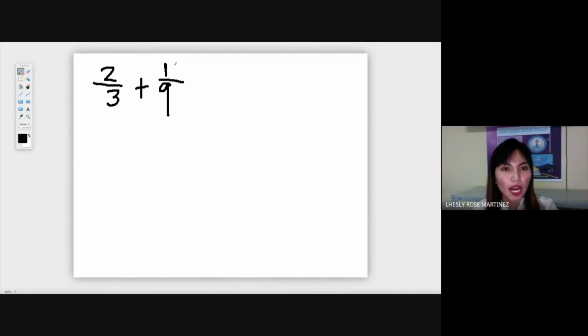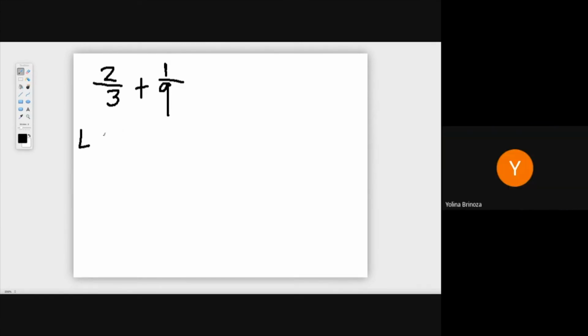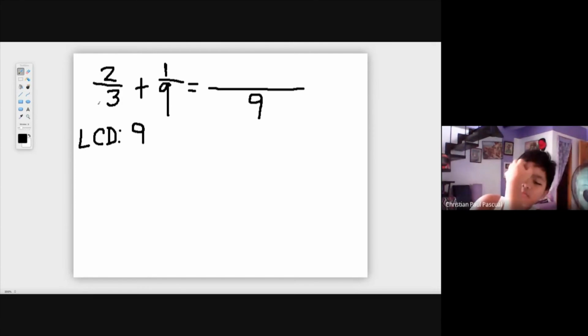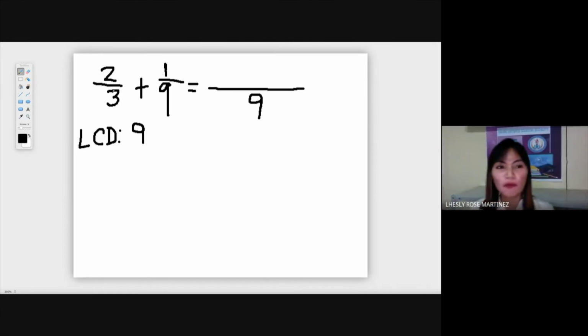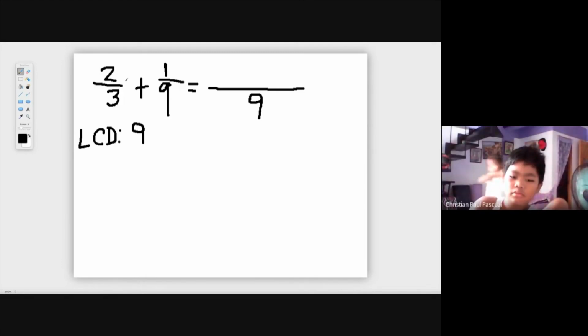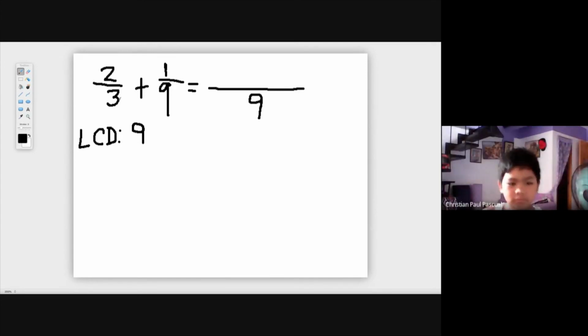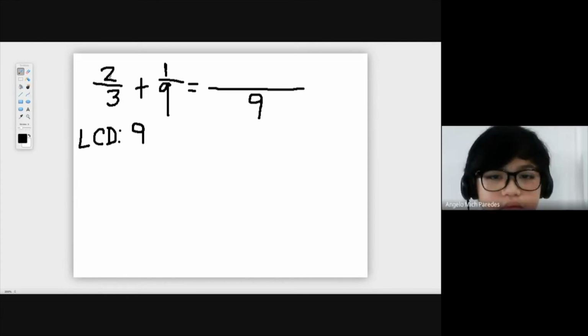2/3 and 1/9. Similar or dissimilar fractions? Dissimilar fractions. So, we need to find the LCD. Okay, very good. We need to find the LCD. What is the LCD of 3 and 9? 9. So the LCD of 3 and 9 is 9. So let's have this long line. And then the denominator is 9. So to find the equivalent fractions of 2/3, 9 divided by 3 is 3. 3 times 2 is 6.